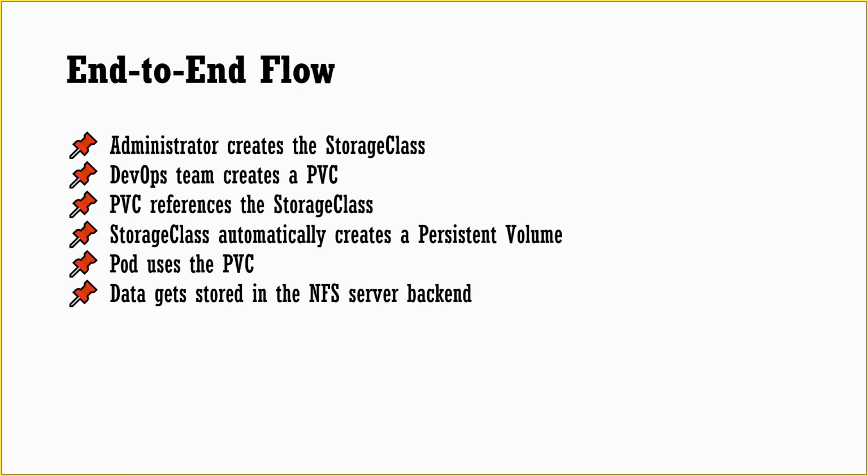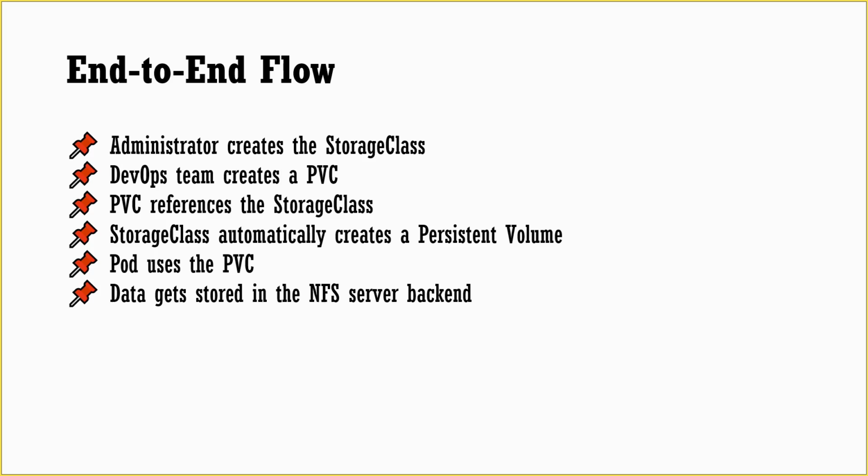Let's summarize the flow step by step. First, the administrator creates the storage class, that is a one-time setup. The DevOps team creates a PVC. The PVC references the storage class. The storage class automatically creates a persistent volume. The Pod uses the PVC and data gets stored in the NFS server backend. And that's it. No manual PV creation required anymore.